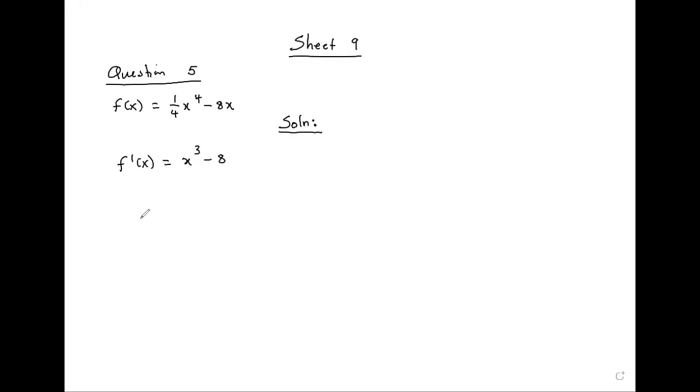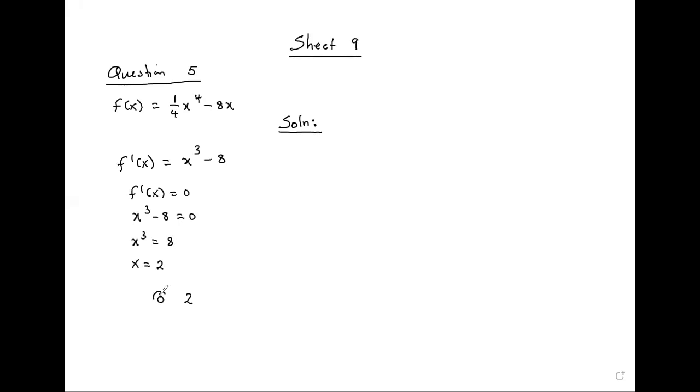So we equate this thing to 0. So we'll have to solve this equal to 0. That is x to the power 3 minus 8 is equal to 0. Since x to the power 3 is equal to 8, x should be 2. And then we quickly use a table. So we'll have 2 here.